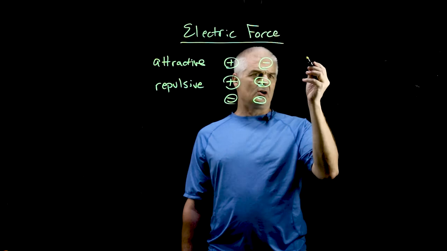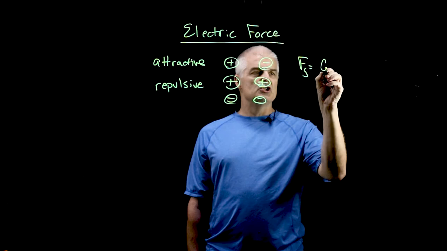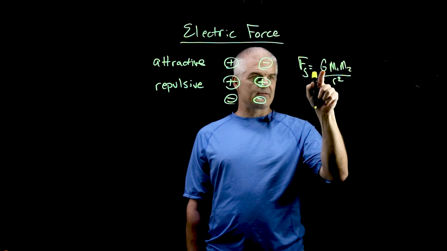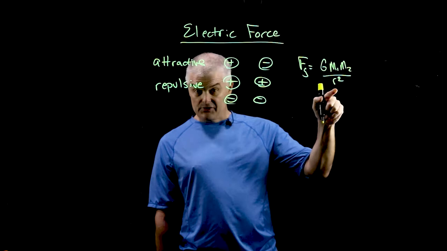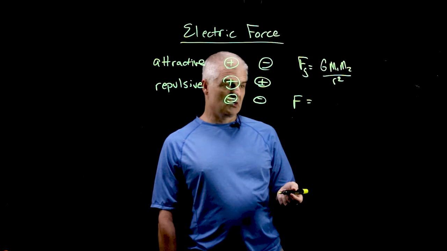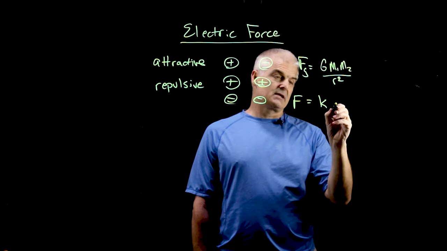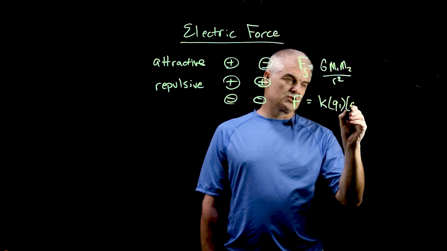If you recall, let's do gravity just for fun. The force of gravity is equal to big G times M1 times M2 over R squared, where G is the gravitational constant, M1 and M2 are the masses of the two objects, and R is the distance between them squared. Guess what? The electrical force is almost the same ballgame. It's equal to k, the electrical force constant, times, now we're going to introduce a new term, Q1 times Q2 over R squared.